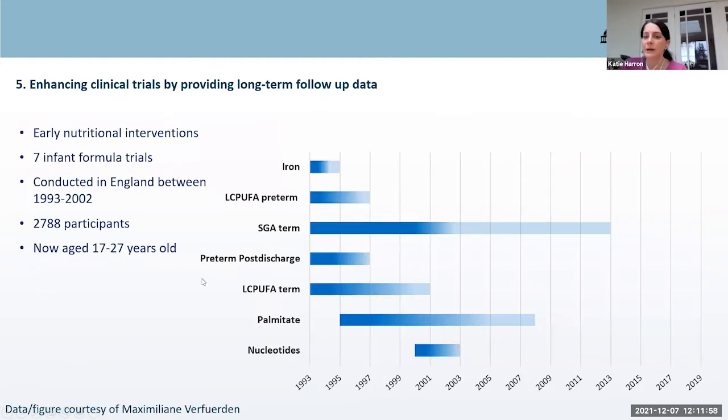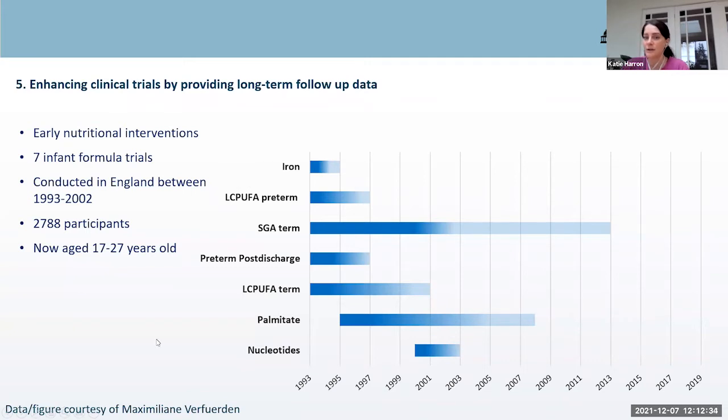And then a final example: we can use linked data not only as part of observational research, but also to supplement clinical trial follow-up. An example of this, which I think is just brilliant, is something that was recently published by a PhD student, Max Verfürden at ICH, who managed to bring together data from 7 historical trials of infant formulas, which were conducted in the 1990s, and link these to current administrative data. So the follow-up in the trials themselves was affected by attrition.